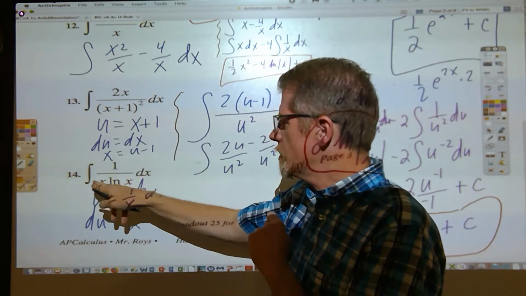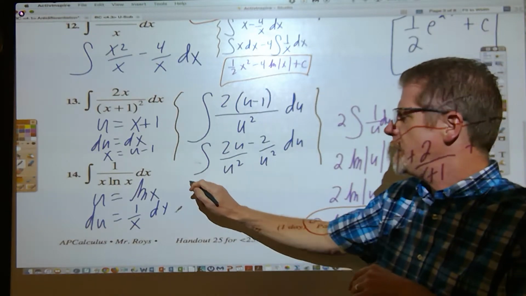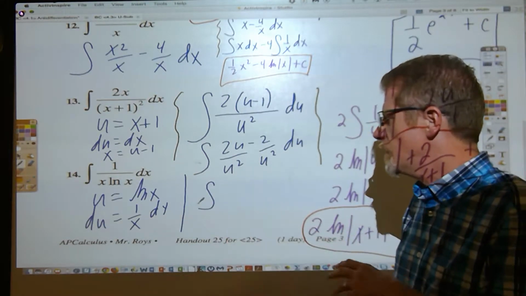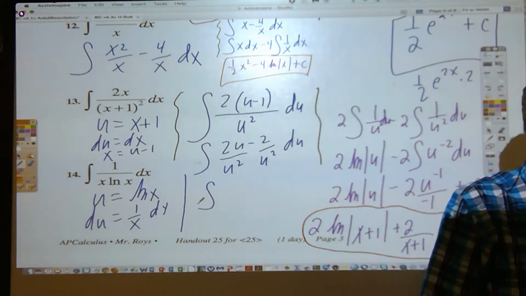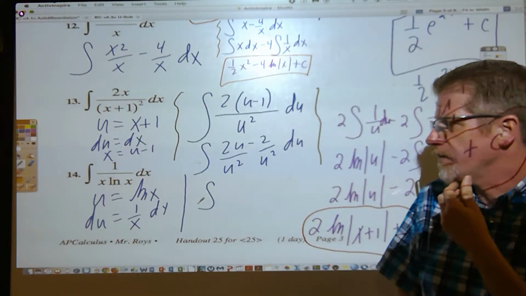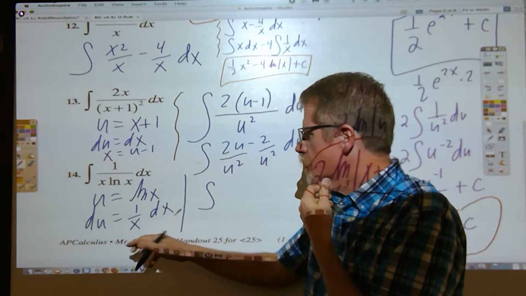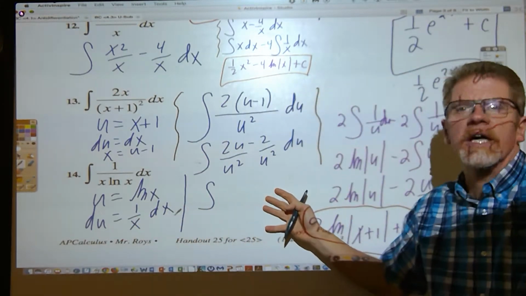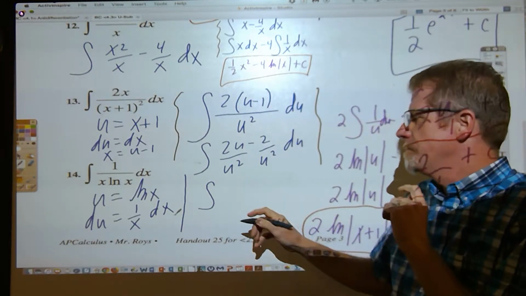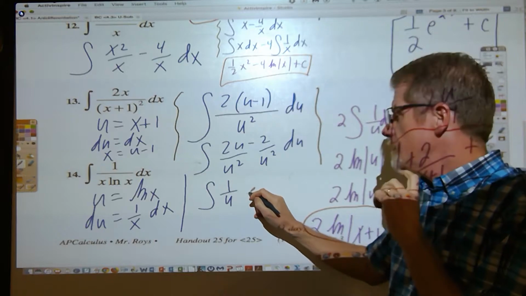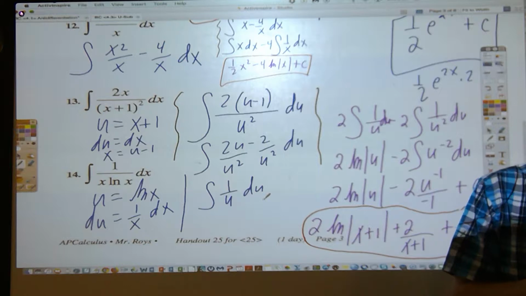Wait a second. We have 1 over x dx. It's a perfect match. So when you make the substitution, it becomes the antiderivative of what? If you replace natural log x with u and 1 over x dx with du, what does it become? What's the u version? Okay, Jack. So 1 over u du is correct. Go ahead and finish it up. Take it from here to the end.